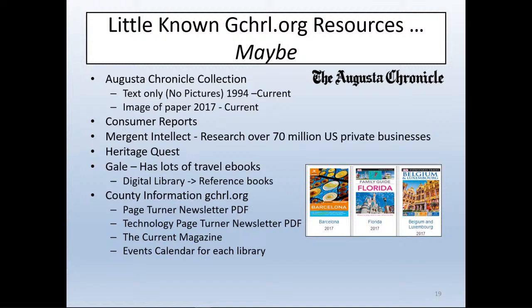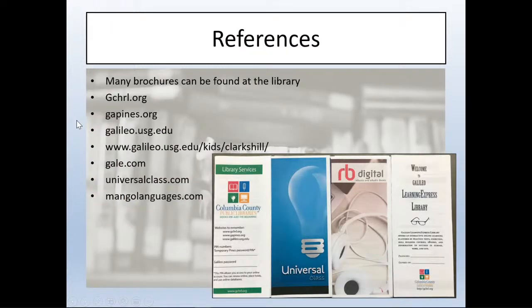Gale has a lot of, and that's under Digital Library, you just click Reference Books, and it'll say Gale has a lot of travel books on there that people may or may not know about, and some other resources on there as well. So on our main branch, we actually have some brochures you can pick up as well. And all libraries can access all of this also. Okay. So if you have any questions, let a librarian know. Happy to help in any way.